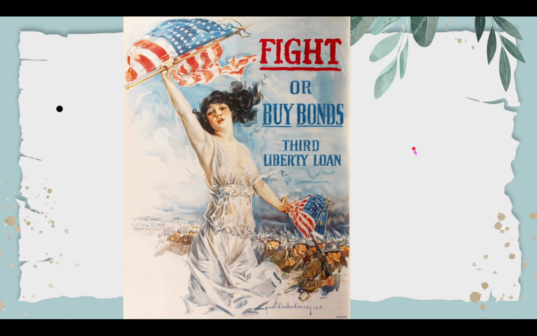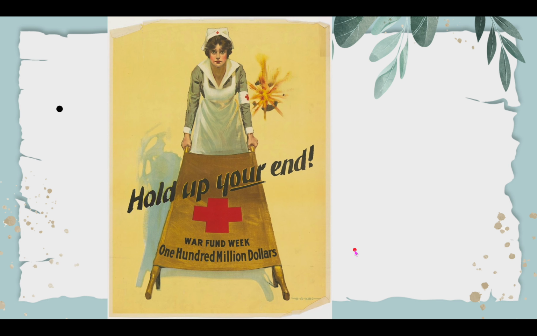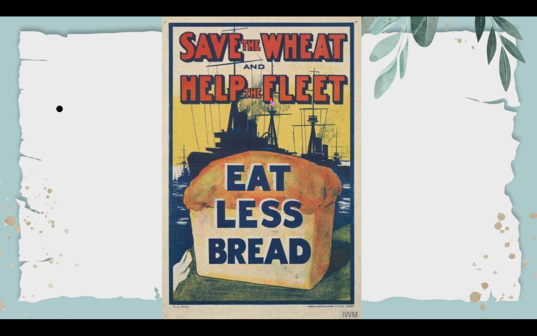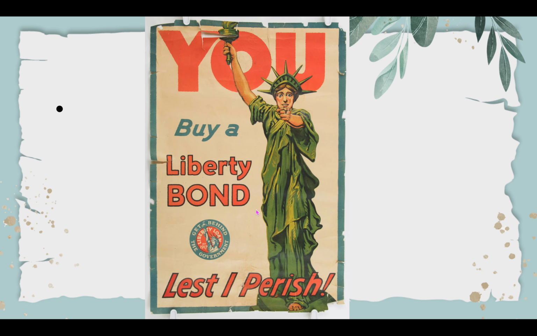So here are some examples of American propaganda for the war. So this one says fight or buy bonds. The third Liberty Loan. So here's a lady, she has this almost Greek-looking dress, and she has the flags, and you see the guys fighting in the back. Hold up your end. So you're supposed to feel like you need to reach out and take the other end of the cot to help out this nurse with the war effort as there's a bomb exploding behind her. Save the wheat and help the fleet eat less bread. So telling civilians to save their food for the soldiers who are fighting.